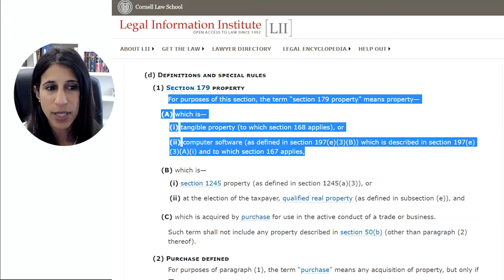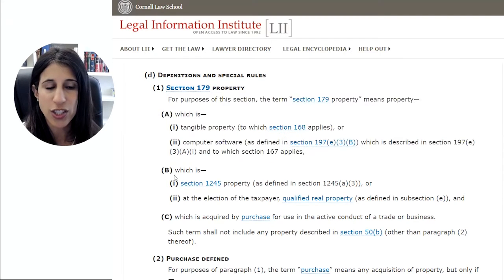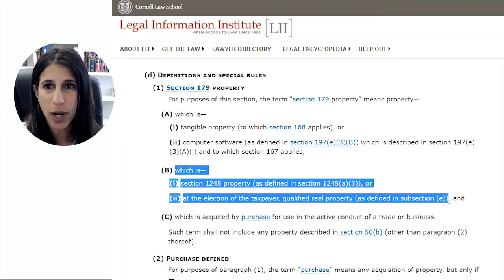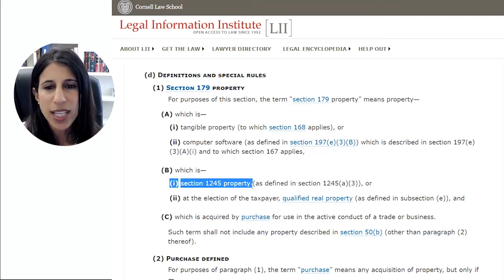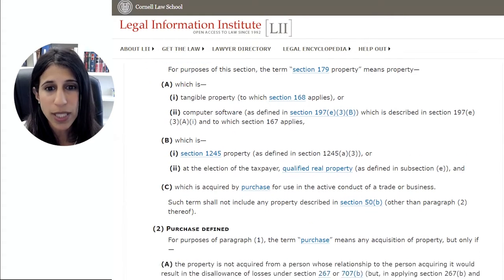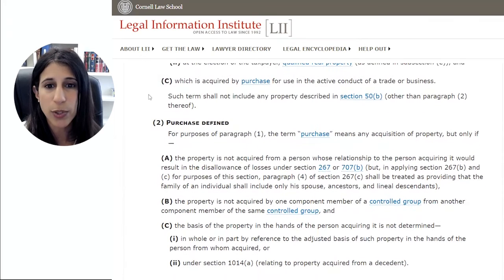The second requirement is that the property must be Section 1245 property, or at the election of the taxpayer, qualified real property. So Section 1245 property essentially means property that's depreciable personal property. And with respect to qualified real property, it's a pretty narrow definition, so most real property won't qualify for the Section 179 deduction. The third requirement is that the property must be acquired by purchase.